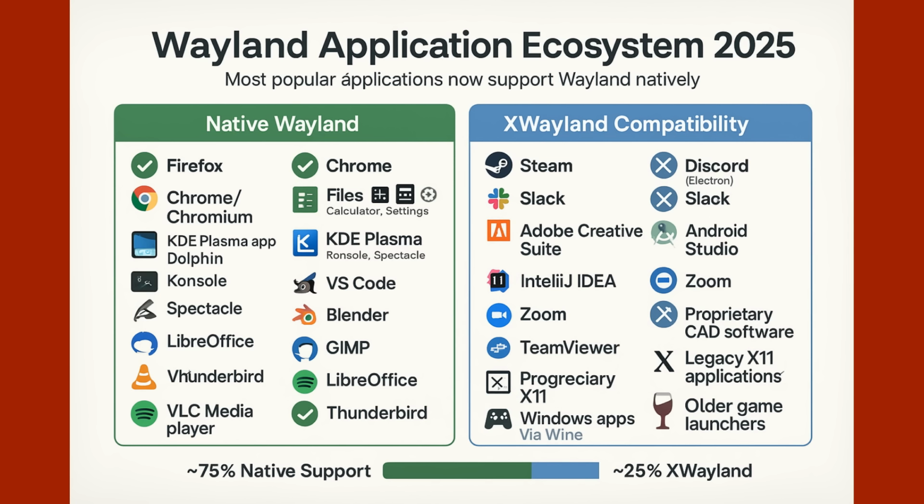Let's look at the current state of application support, because this is where the real progress has been made. Native Wayland support is now the norm for major applications. All GNOME applications are Wayland native. Most KDE applications support Wayland. Firefox has excellent Wayland support when enabled. Chrome and Chromium work well on Wayland. LibreOffice, GIMP, Blender, and most other major open source applications have native support.